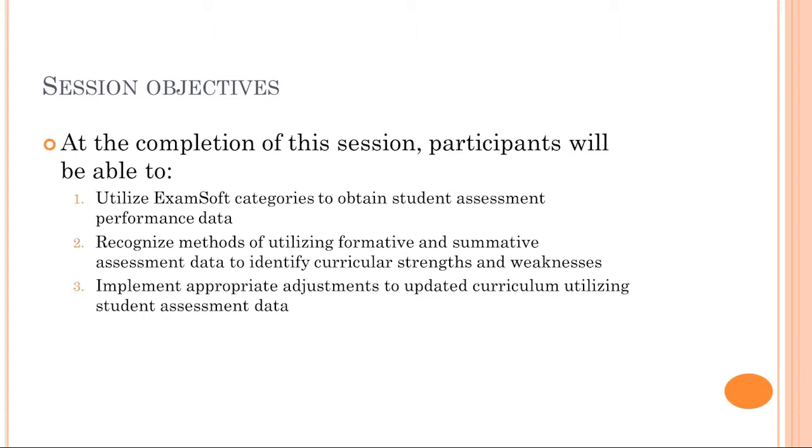So really simple objectives for today. Hopefully by the end of this, you'll be able to utilize categories to obtain the student assessment data, and with that, recognize how we can use both our formative and our summative assessments to identify the curricular strengths and weaknesses, and that's really the main point of this. And then most importantly, it isn't just to identify what our strengths are, but to make the appropriate adjustments with our curriculum moving forward, again, to improve our student outcomes.